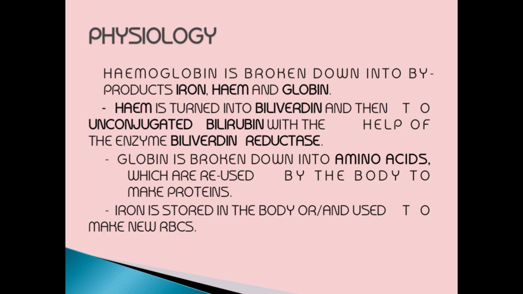So these three components that make up hemoglobin have their specific roles. For now, I just want you to get the heme, which comes from the breakdown of hemoglobin. Heme is turned into biliverdin, then into unconjugated bilirubin. Keep this in mind: for now, we've got unconjugated bilirubin.